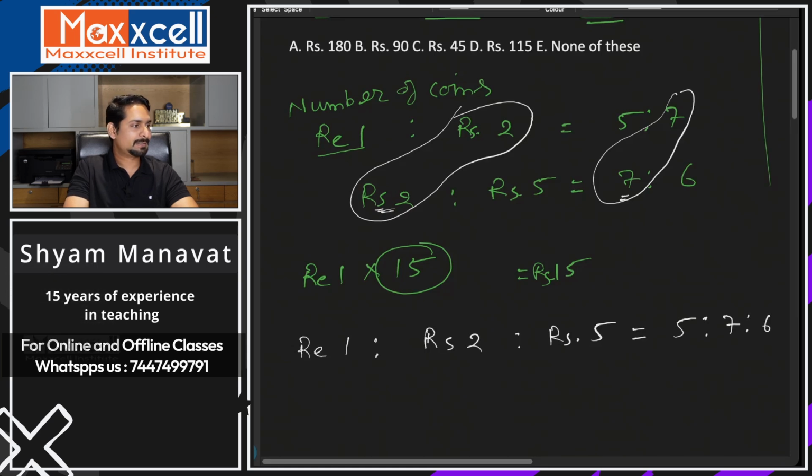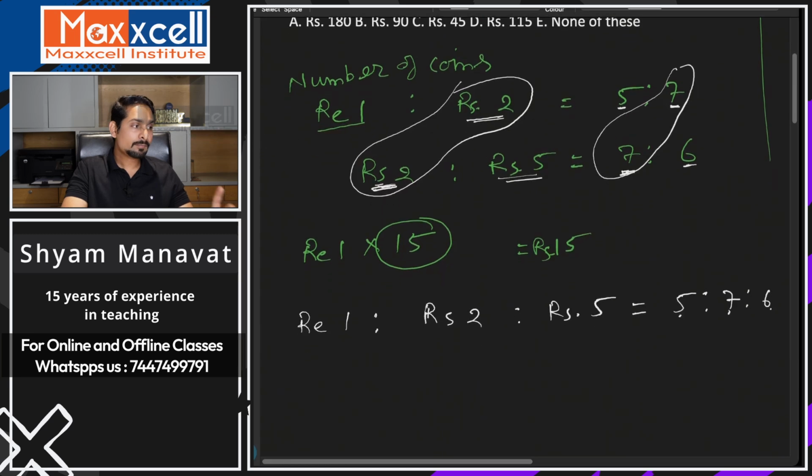We can say if the number of coins for rupee 1 is 5, then the number of coins for rupees 2 is 7. If the number of coins for rupees 2 is 7, then the number of coins with rupees 5 should be 6. So we said 5 is to 7 is to 6. I hope this is clear to you. Now here we got a value: with this information, the actual number of coins for rupee 1 is 15 coins.